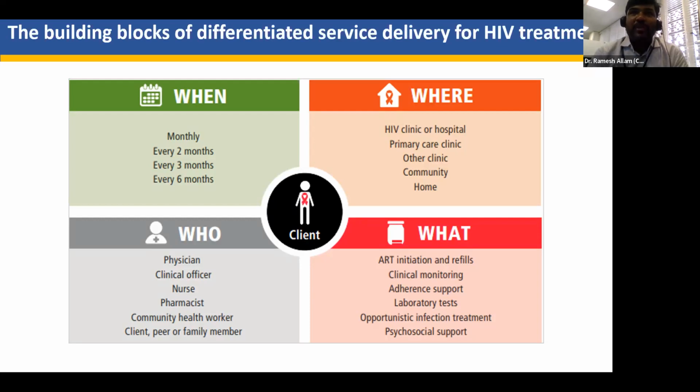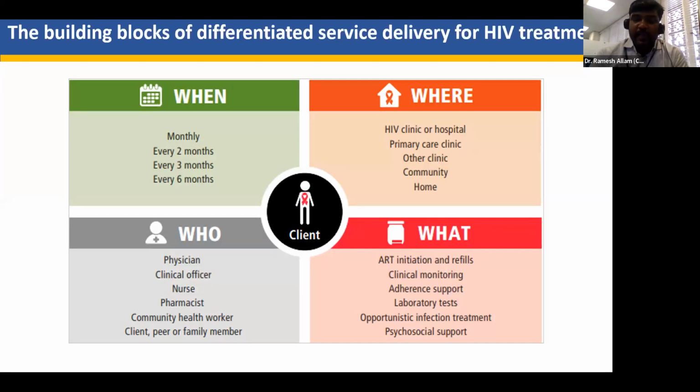Then when should the patient come? Should the patient come every month, or should we offer that service every 6 months? And where should it be? Should it be in a TI setting? Should it be in a community setting? Should it be somebody visiting the patient's house? So this is how broadly we need to take any one type of care and try to answer these questions before we establish any differentiated care model.